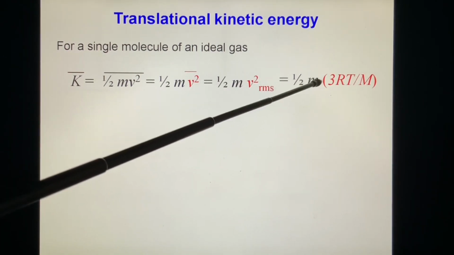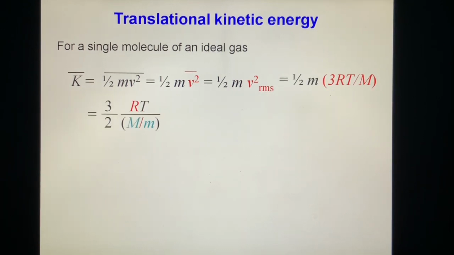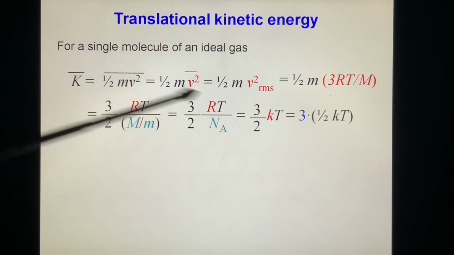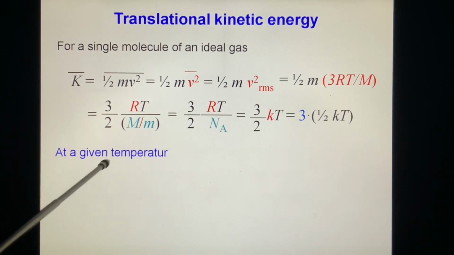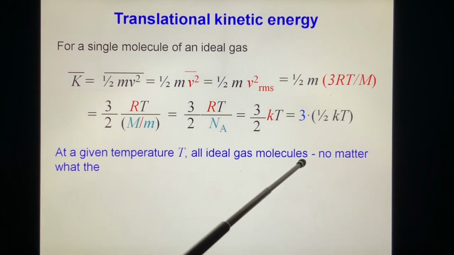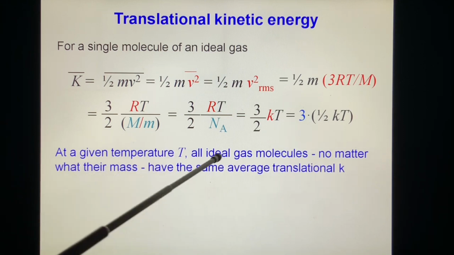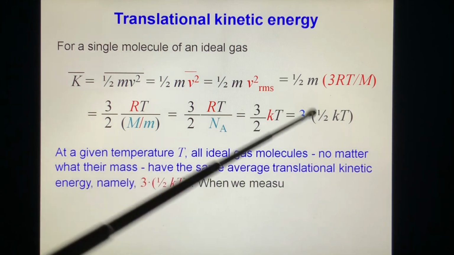So we combine this one, m and M. This M is the molar mass, and this m is the mass of a single molecule. So this should be the number of molecules, the Avogadro number, because the molar mass divided by the molecular mass equals the number, okay? And we know R over N_A is defined as the Boltzmann constant. So this is equal to 3/2 kT, and we rewrite it as 3 × ½ kT. You should look at it. This is very interesting, you see? At a given temperature T, all ideal gas molecules, no matter what their mass, have the same average translational kinetic energy, K bar equal to 3/2 kT.